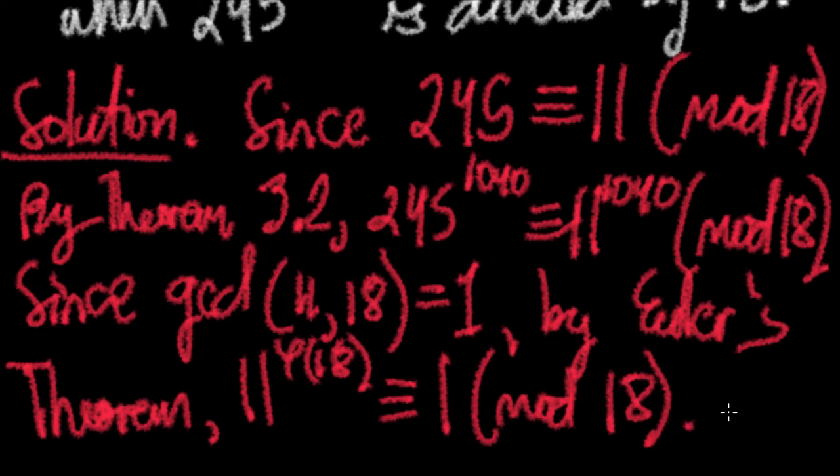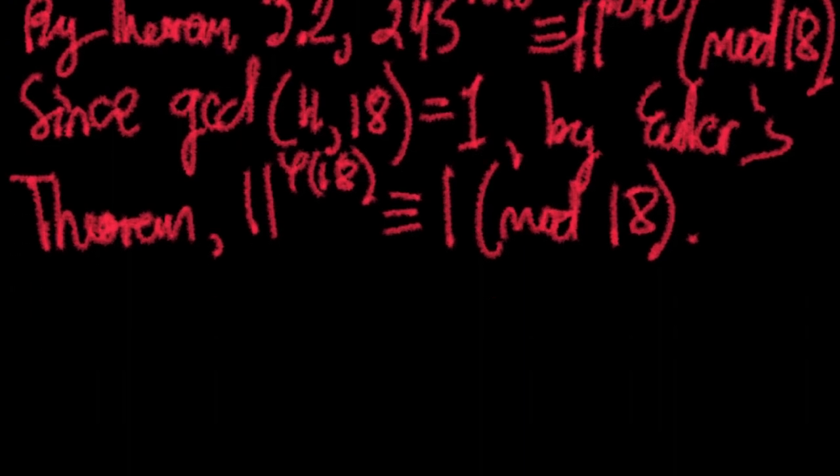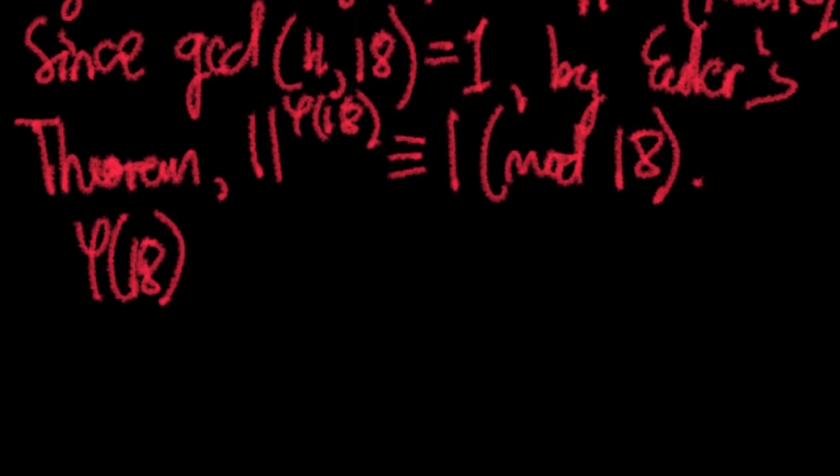So that's where we can use Euler's theorem here. Since 11 is congruent to 245, and we're working with 245 raised to 1040, we're going to make use of this 11 to make it smaller. So we have 11 raised to the phi function of 18 is congruent to 1 mod 18. Anyway, what's the phi function of 18? Let's try to solve that.